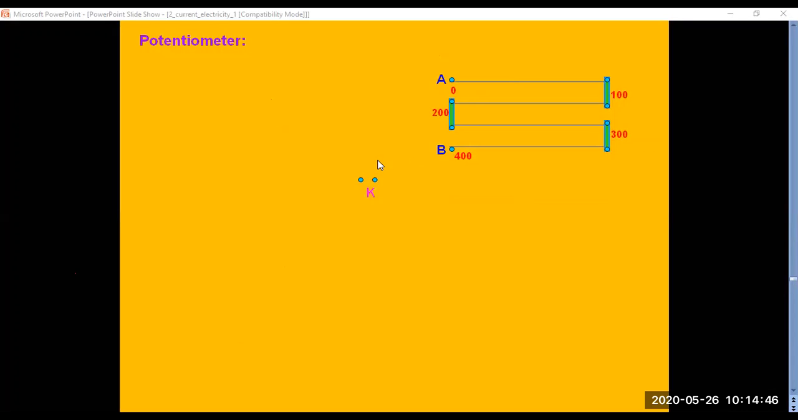Let's look at the diagram. Across the terminals A and B, I'm going to connect a battery. See, there are two positive and two negative terminals, so I'm not using the word cell, I'm using the word battery. Below that, A is written. A is called an ammeter. It will have two terminals, positive and negative. The ammeter's work is to measure current.